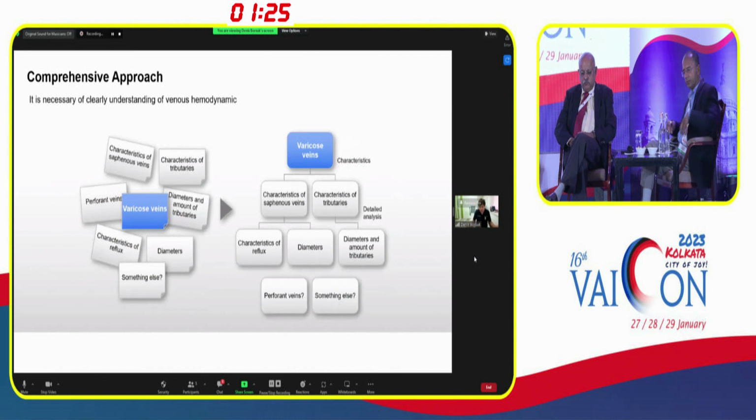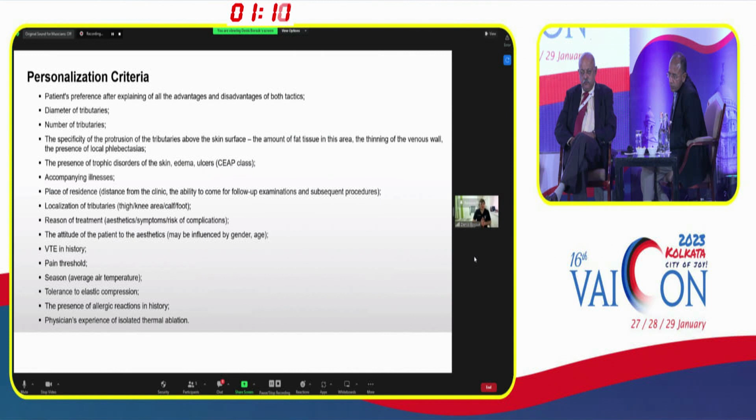So the biggest problem is that we don't know how to predict the result of isolated EVLT today, but we are working in this way, and in the future we will have some hemodynamic study which will help us to choose this tactic. But nowadays we have subjectivism, and we use just these personalization criteria. I want to draw your attention to this slide because it's quite important. This is the last slide.